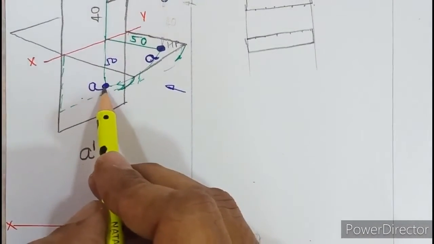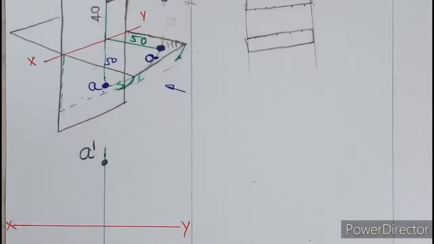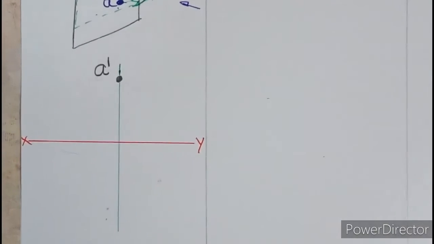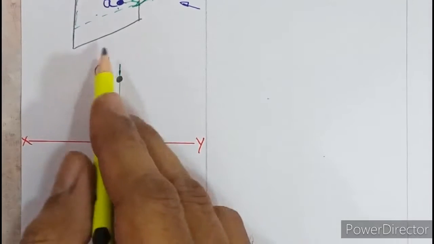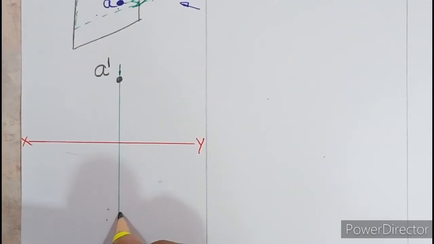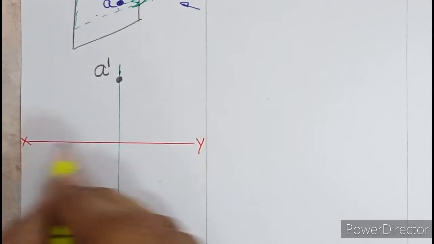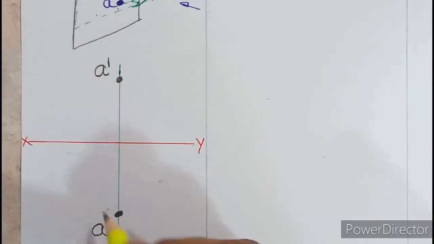Now where is A? A is 50 below xy. So from here, if you look at the diagram, point A should lie on the same projector. So the green line is called projector of A. Point A should lie on the same projector. And where should you write A? You should write on the left side and below. Mirror image of, so this is the mirror. A dash is written above, so A has to be written below.